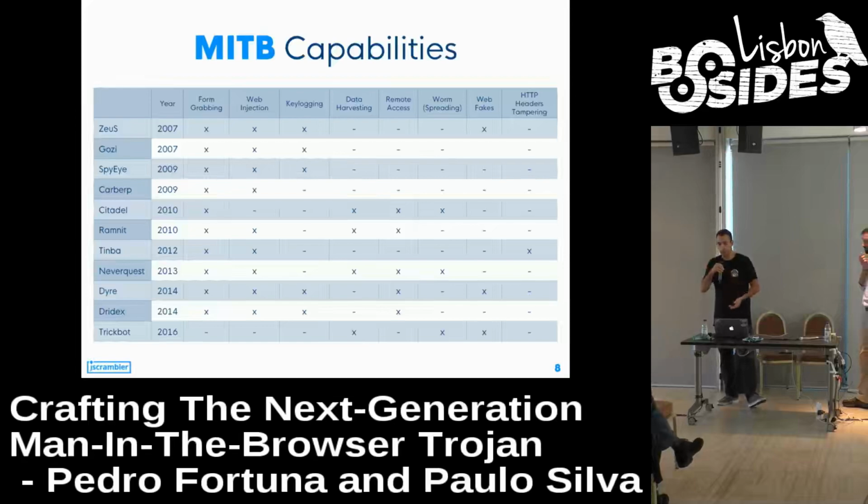And they also can use web fakes, or copies of websites, that the users will actually navigate, but they are accessing a different web server. And finally, the HTTP headers tampering that Tinba is capable of.